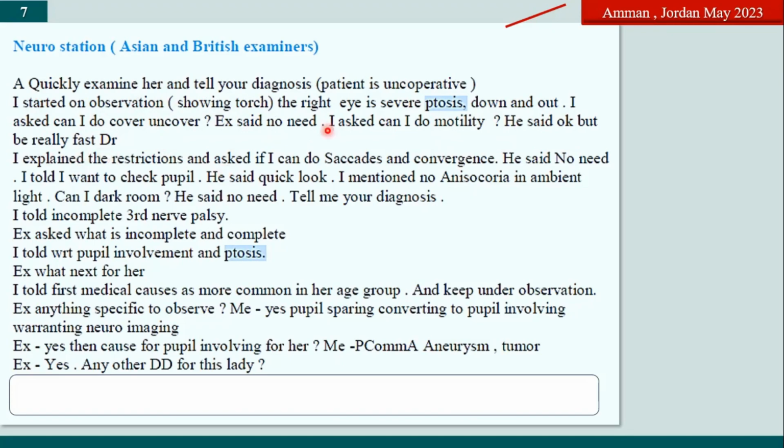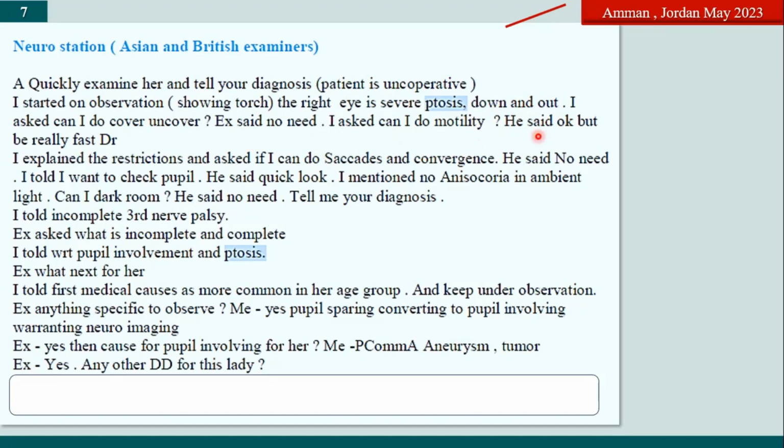Wait a second. So here the candidate was holding a torch. We love very much holding a torch. So be prepared, keep a torch in your hand, okay? So she observed what? Severe ptosis. But I think it's not severe enough because she also observed the eye under the ptosis.